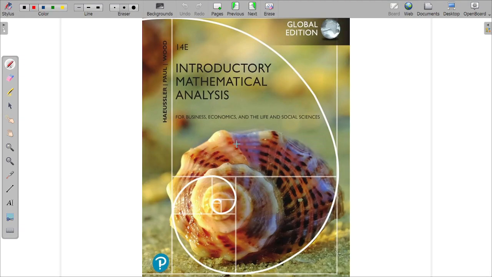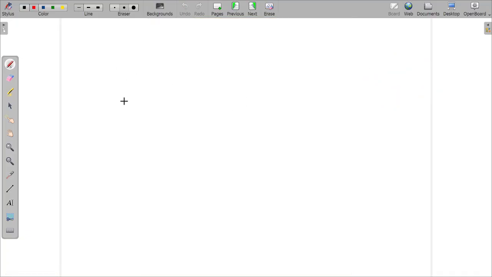Okay, welcome back to Introductory Mathematical Analysis A, and we are still in chapter 4, in sections 4.2 and 4.3. Here we're going to be taking some examples of using those logarithm rules.